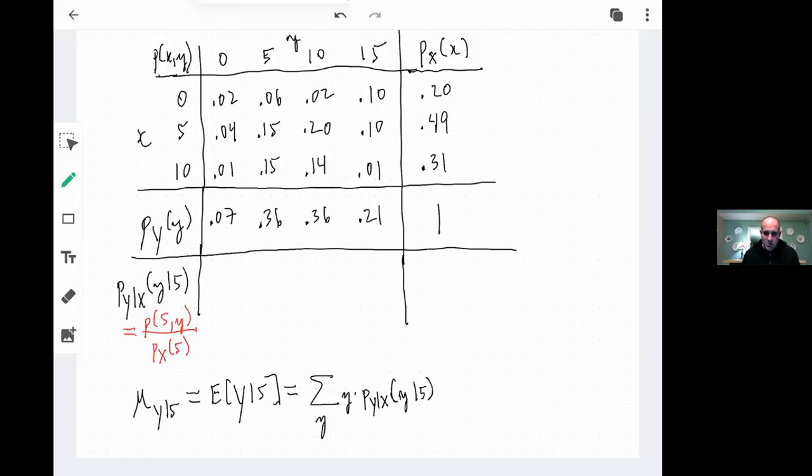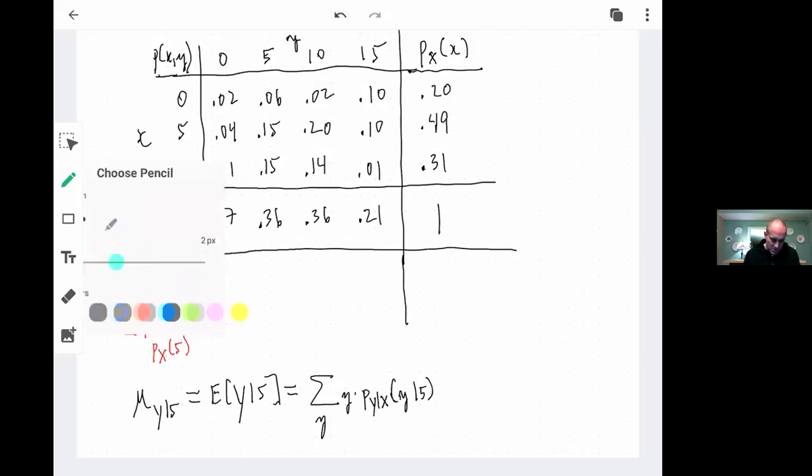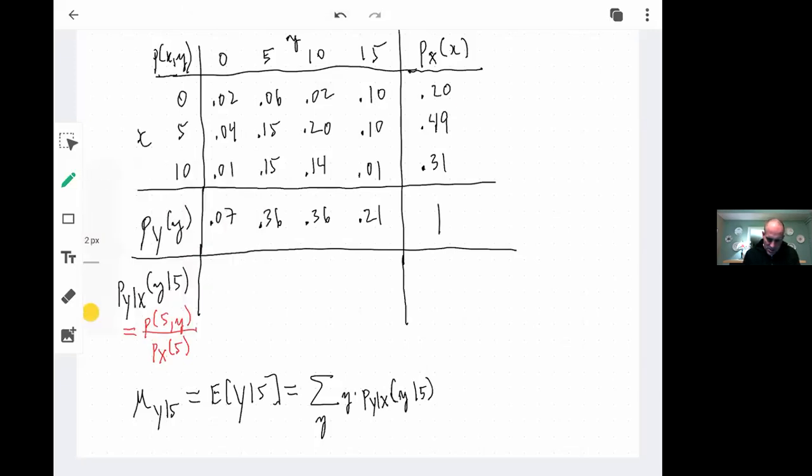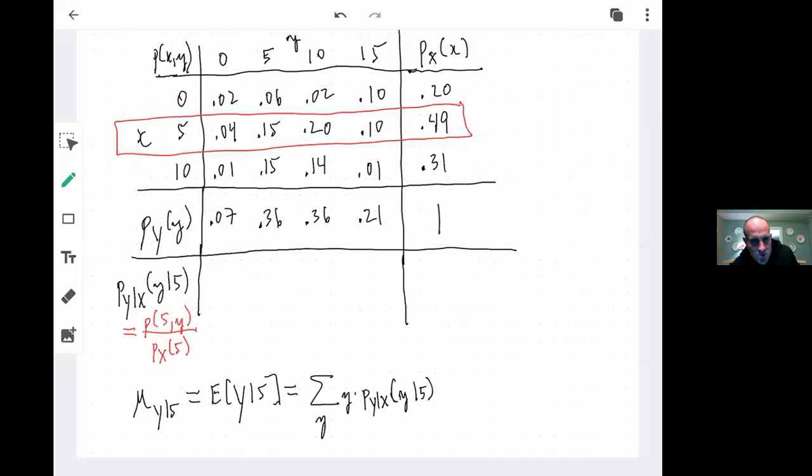Now remember, in this problem, we wanted to find the conditional density given that X is equal to 5. What that means is that we're going to concentrate on this row right here, okay? So we've kind of zoomed into the sample space right there, on the event that X is equal to 5. So we have those various probabilities, okay?